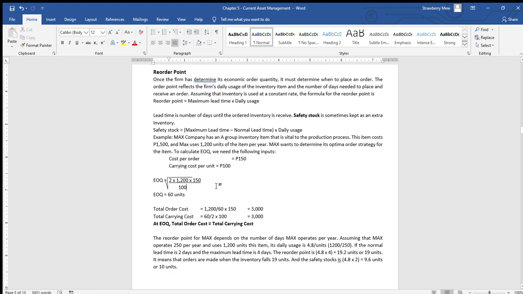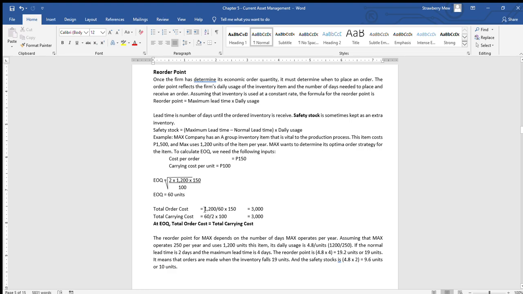60 units. Okay, so it means that every time na mag-order tayo, we need to order 60 units of inventory. So, upon computing for the EOQ, we need to compute for the total order cost and the total carrying cost. So, the total order cost, yung total quantity needed, which is 1,200, divided by the order size. So, yung order size is yung EOQ na. Kasi nga, this is the size of the order every time na nag-order tayo, right?